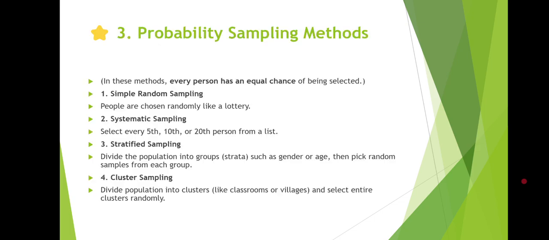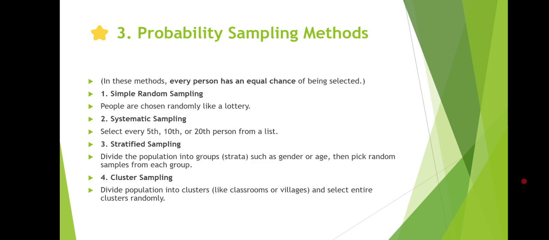Okay, so next we have probability sampling method. So students, probability sampling means every person in the population has the equal chance of being selected. It is fair, unbiased and gives accurate result. So let's understand the main types.